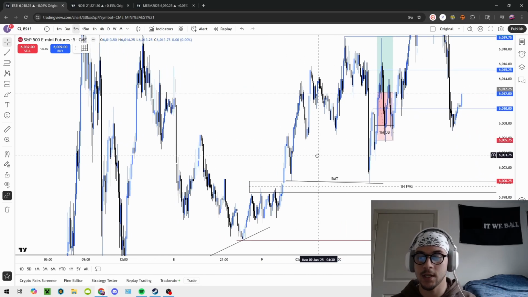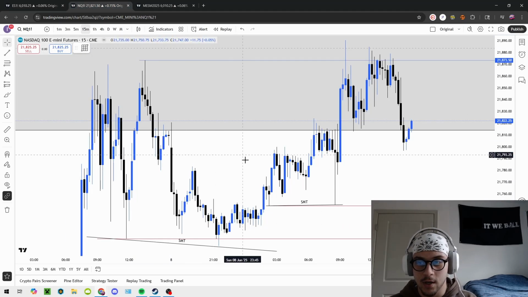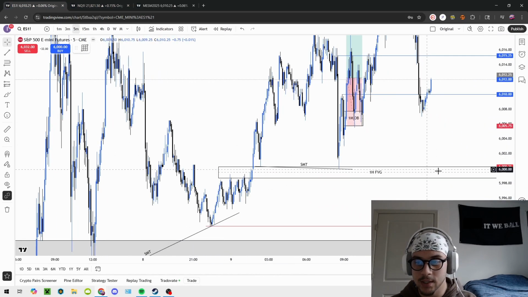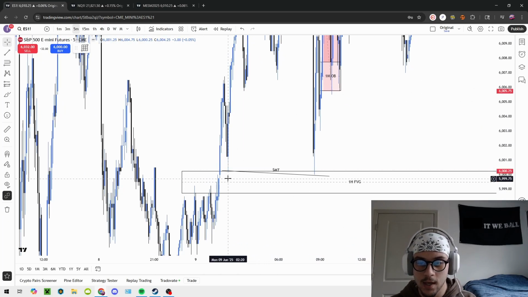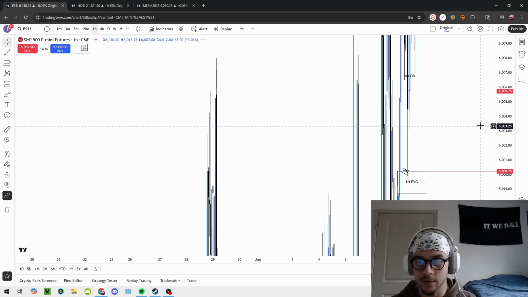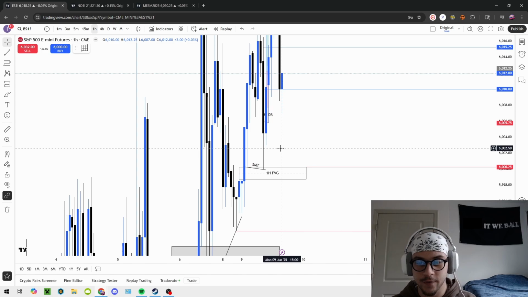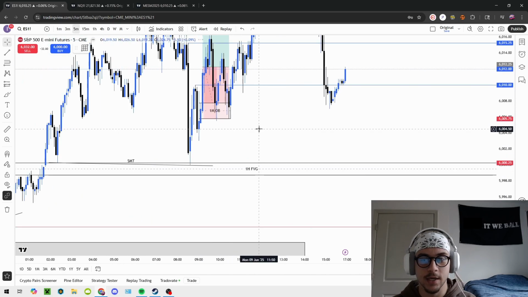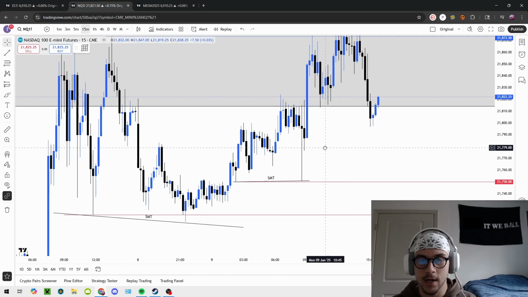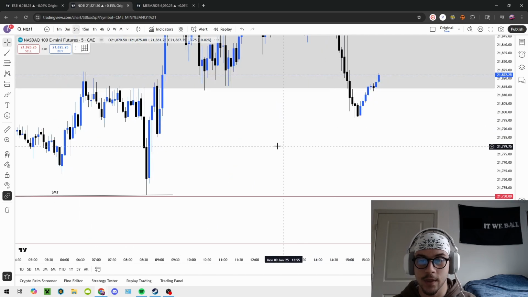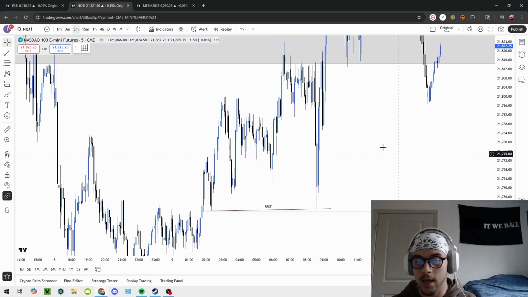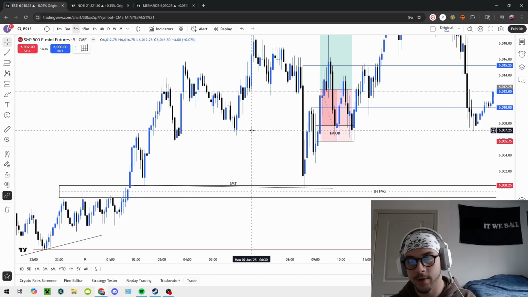So there is an SMT that was created with ES and NQ. ES swept this low and hit a 1 hour bullish fair value gap. It taps into this, and I was like, okay, ES is going to be the one that I want to trade off of because it was the one that broke structure and swept liquidity, which is one of my confluences.